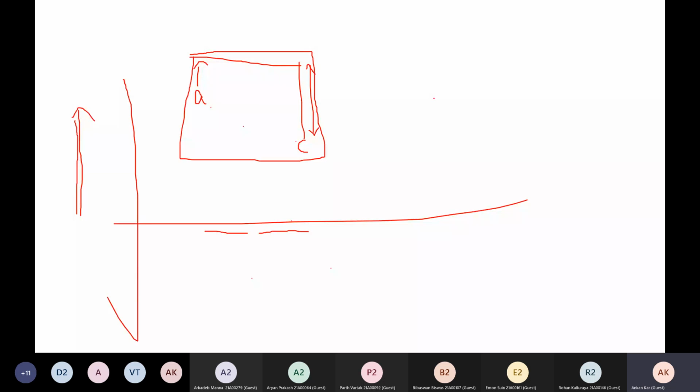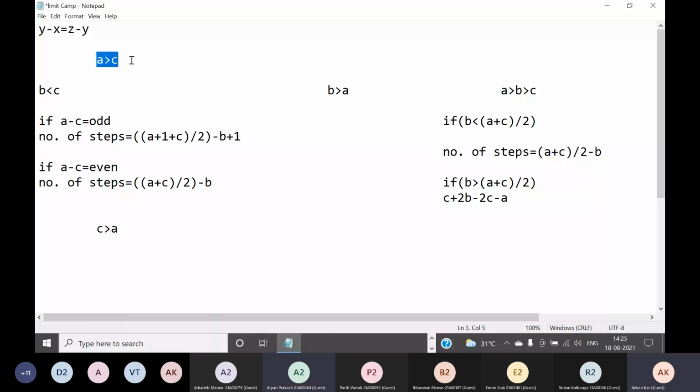Okay, then any question regarding this problem? Could you explain the steps for the B greater than A case once? Just the steps. You mean which one? This B greater than A case, sir. A greater than C and B greater than A.